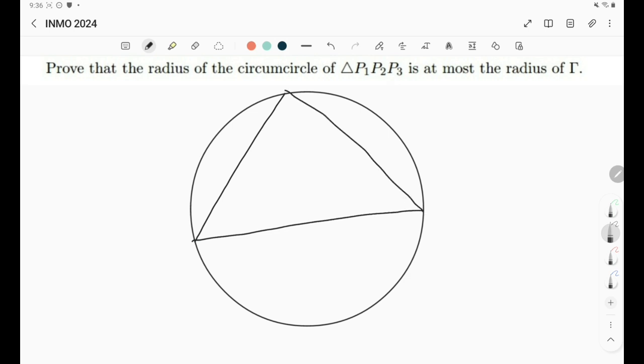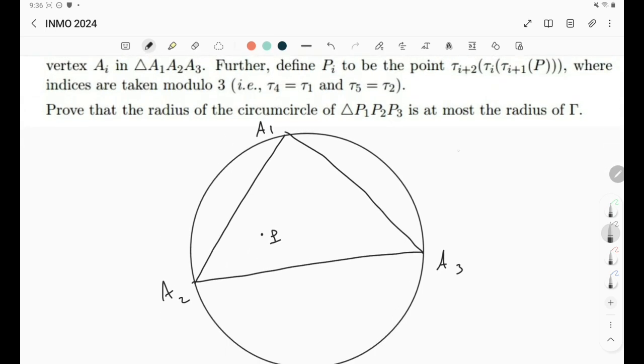Something like this. And then, okay, let's name this A1, A2, A3. And we have a random point P here. What we'll be doing is simple. We're just going to, first of all, let's apply here. Let's find P1. To find P1, we're going to do the rotations like this.